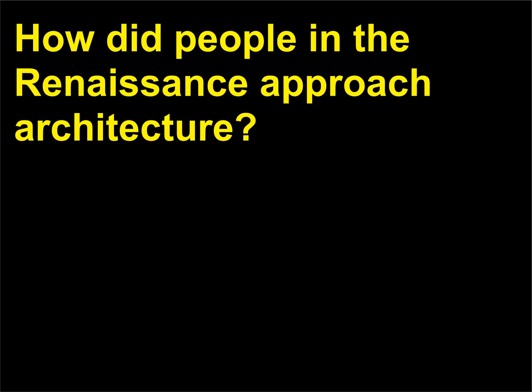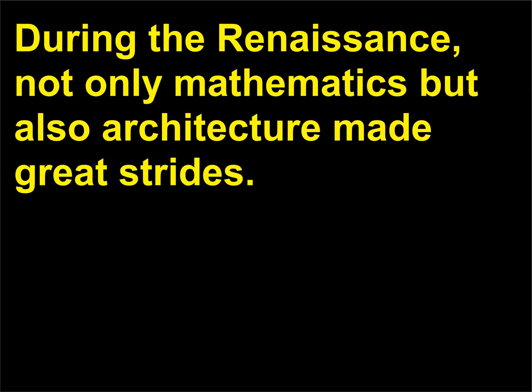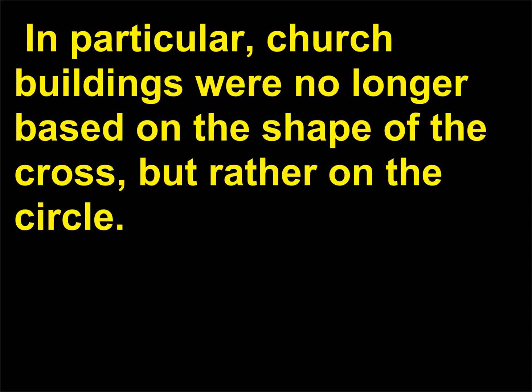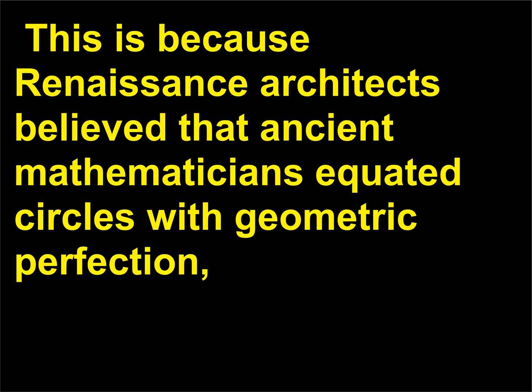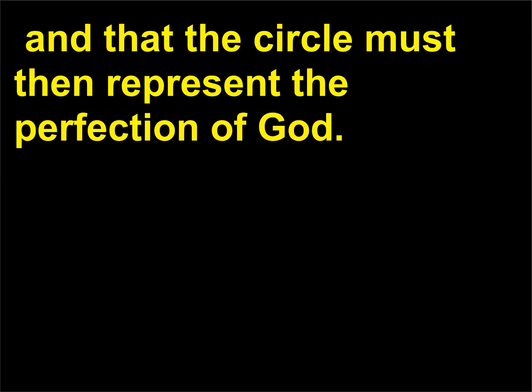How did people in the Renaissance approach architecture? During the Renaissance, not only mathematics but also architecture made great strides. In particular, church buildings were no longer based on the shape of the cross, but rather on the circle. This is because Renaissance architects believed that ancient mathematicians equated circles with geometric perfection, and that the circle must then represent the perfection of God.